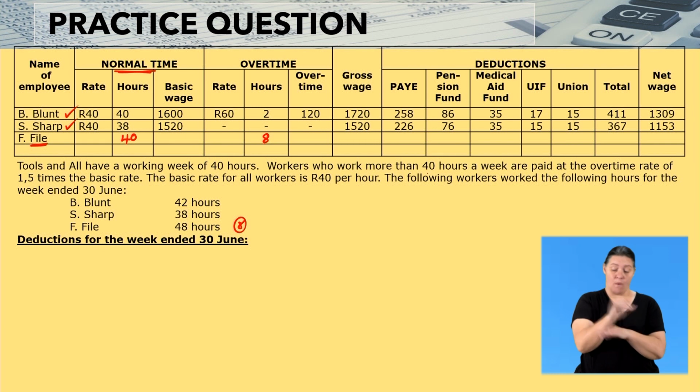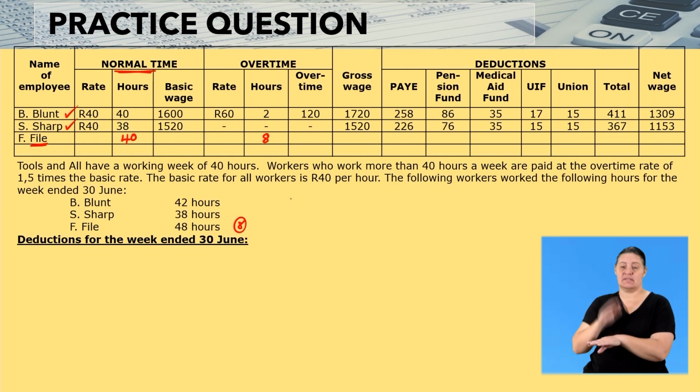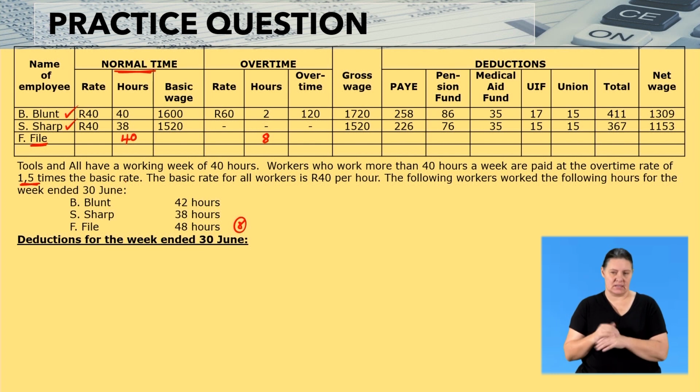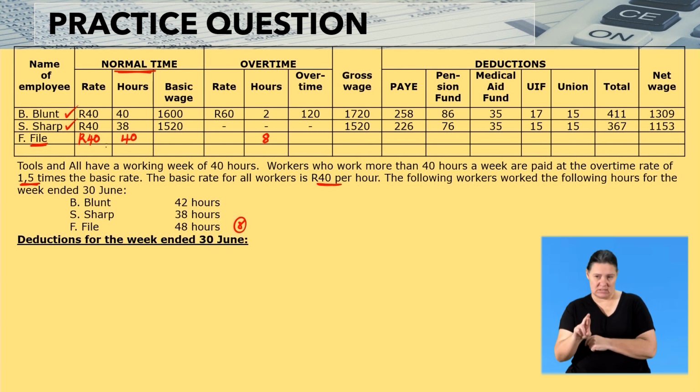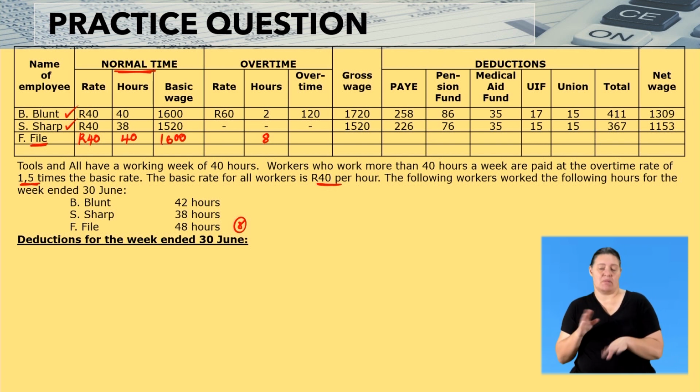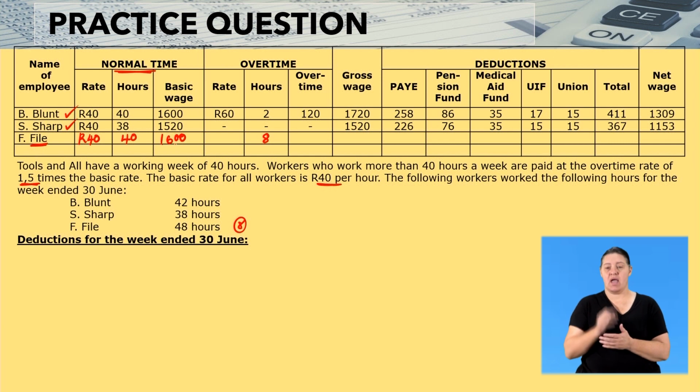Then they told us that they have a 40-hour working week. Workers who work more than 40 hours are paid an overtime rate, which is 1.5 times the basic rate. The basic rate is 40 Rand. So I'll come here and say he's getting 40 Rand, which is basic. So it now becomes 40 Rand times the 40 hours. I get 1,600. That is my normal time for F File.